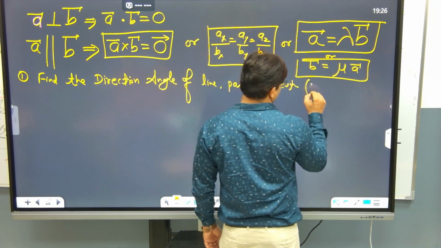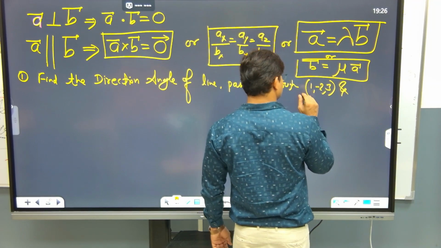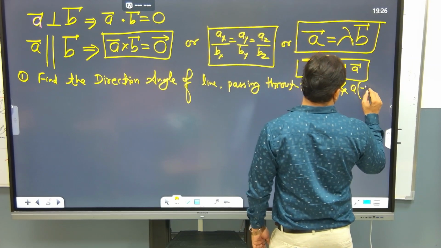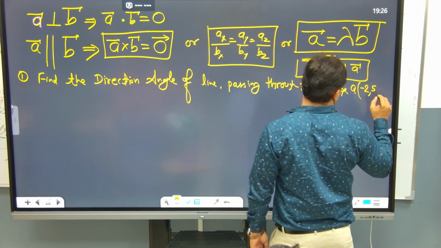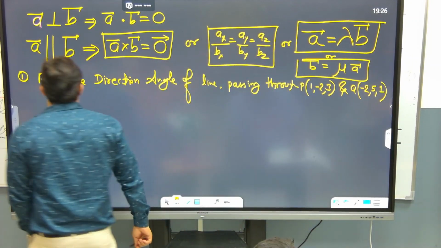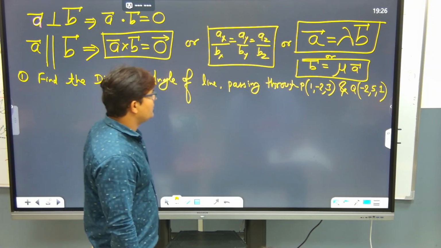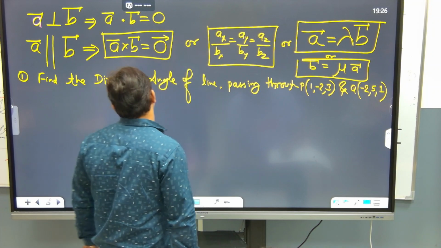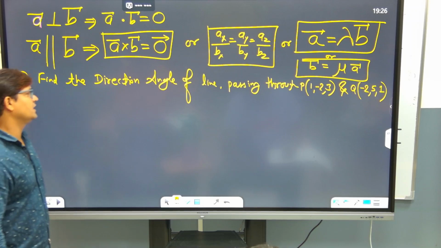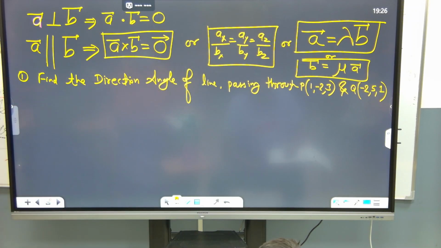Passing through 1, minus 2, 3 and P. First case, find the direction angle of the line passing through point P. Find the direction angle of the line. That means find the angles alpha, beta and gamma for this line.